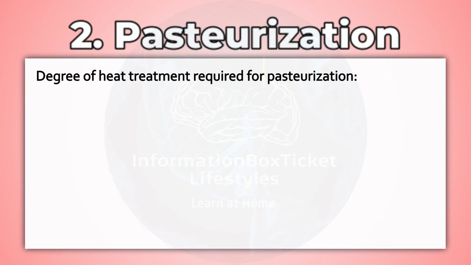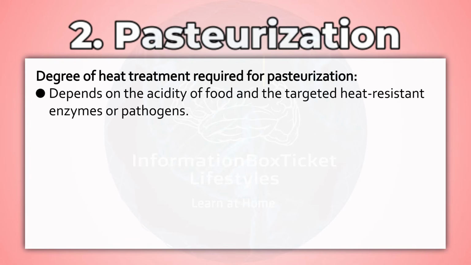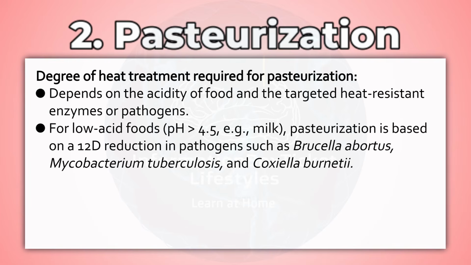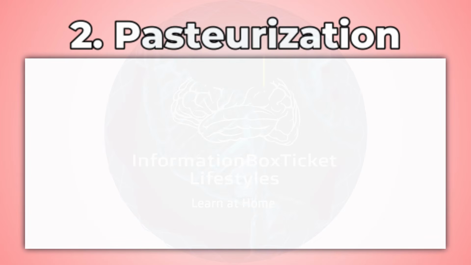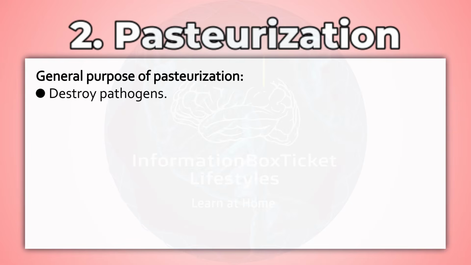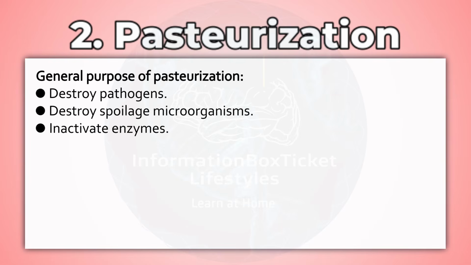Degree of heat treatment required for pasteurization depends on the acidity of food and the targeted heat-resistant enzymes or pathogens. For low-acid foods, pH greater than 4.5, e.g. milk, pasteurization is based on a 12D reduction in pathogens, such as Brucella abortus, Mycobacterium tuberculosis, and Coxiella burnetii. General purpose of pasteurization: destroy pathogens, destroy spoilage microorganisms, inactivate enzymes.